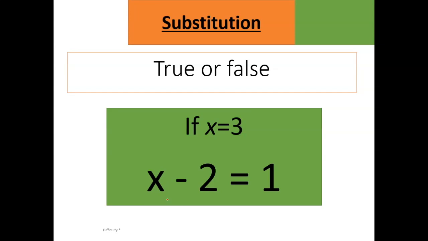X minus 2, is it equal to 1? Yes, 3 take away 2 is 1. What if I had x equals negative 3? What would that give me? Well, I'd have a negative 3 for x, take away 2. So negative 3 take away 2, we're going to have to put that in our calculator, but that's a negative 5.